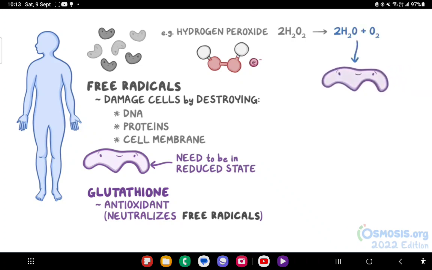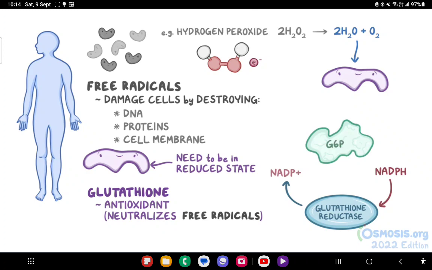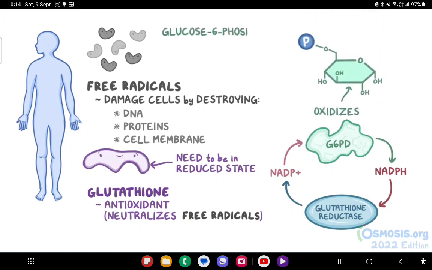However, this causes the glutathione to become oxidized, so before it can get back to work, an enzyme called glutathione reductase will use an NADPH as an electron donor and reduce the oxidized glutathione back into its working state. After giving up its electron, the NADPH will become NADP+. So to replenish the supply of NADPH, we have the glucose-6-phosphate dehydrogenase enzyme, or G6PD, which reduces NADP+ back to NADPH by oxidizing a glucose-6-phosphate. Glucose-6-phosphate is a metabolite of glucose, so we usually have a ready supply of this molecule as long as we're not starving.